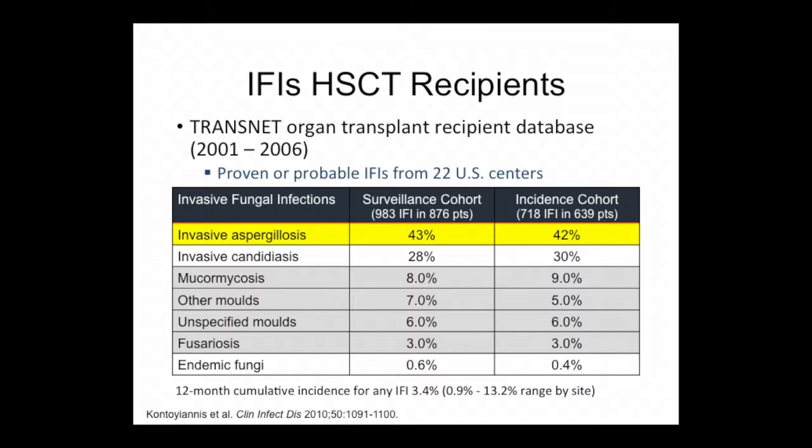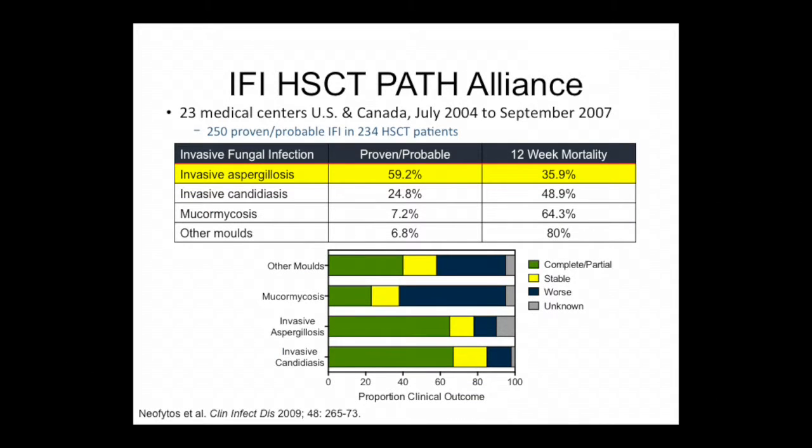Now, invasive aspergillosis being the number one cause of invasive fungal infection wasn't just limited to the TRANSNET data. It was also seen in the PATH Alliance group. So this was 23 medical centers in the US and Canada between a similar time frame, July of 2004 to September of 2007. And again, invasive aspergillosis was the most common invasive fungal infection, again, topping invasive candidiasis. Mucormycosis just over 7%, very similar to what was seen in the TRANSNET cohort of stem cell transplant recipients. And the PATH Alliance also reported outcomes. So for invasive candidiasis and invasive aspergillosis, the majority of patients actually had a complete or partial response to therapy. In contrast, much lower response rates for patients who had mucormycosis as well as other molds, including fusariosis.